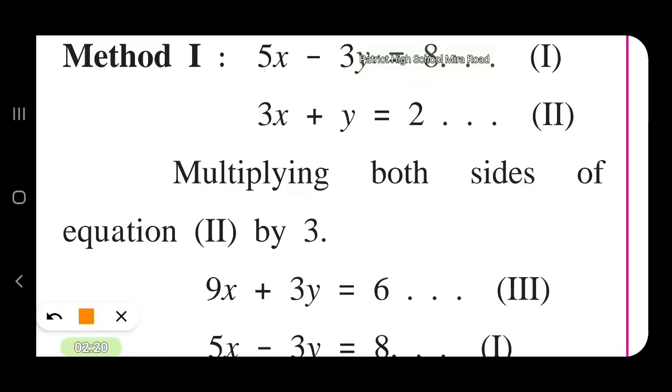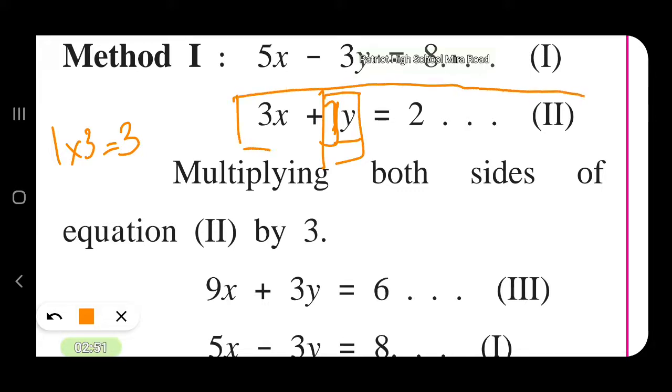We want the same coefficient. Suppose here we have only 1 as the variable, the coefficient of y is 1. If we want it to be 3, we have to multiply this by 3. So 1 multiplied by 3 will give us 3. So this will become 3y. But we cannot multiply just one variable. We have to multiply the whole equation. Equation 2 we have to multiply by 3.